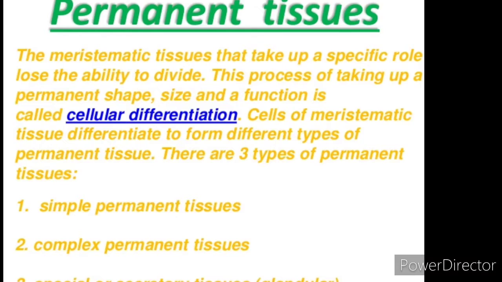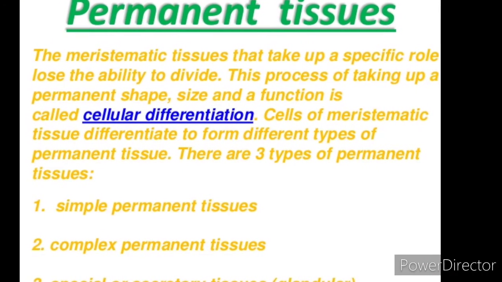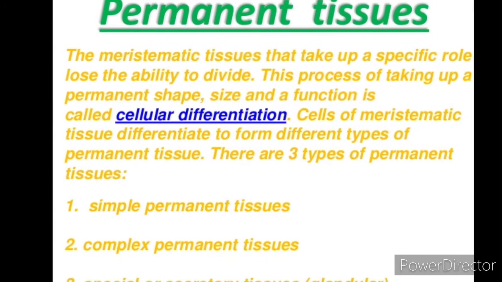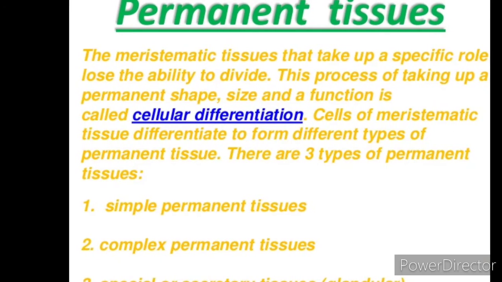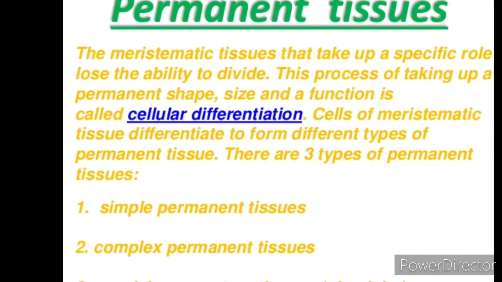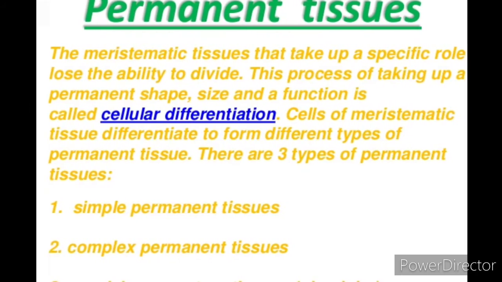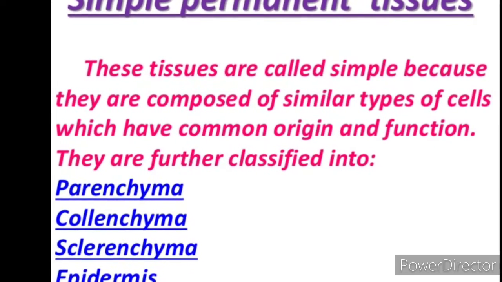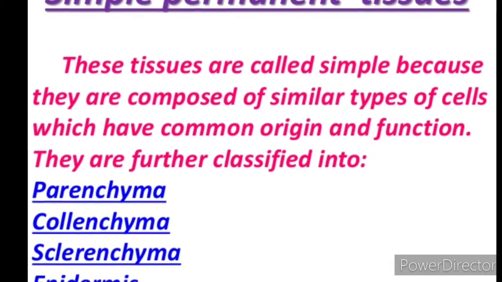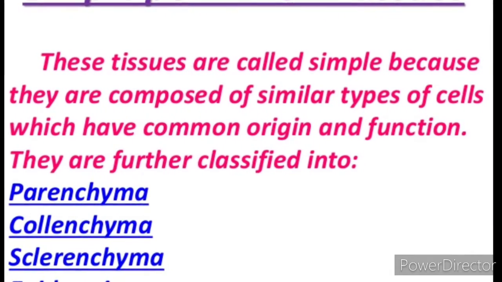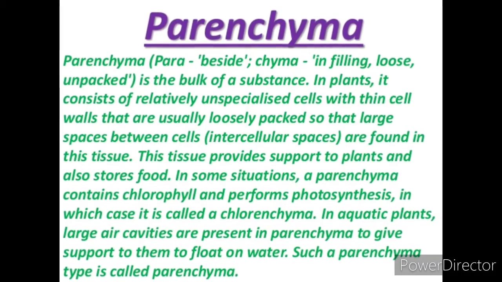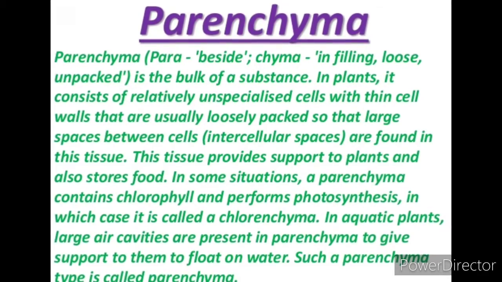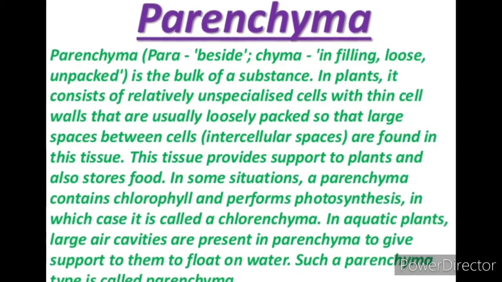Permanent tissues. Meristematic tissue that takes up a specific role loses the ability to divide. This process of taking up a permanent shape, size and function is called cellular differentiation. Cells of meristematic tissues differentiate into different types. They are parenchyma, collenchyma, sclerenchyma and epidermis. Parenchyma cells are commonly present in leaves. Collenchyma cells are present in tender shoots.